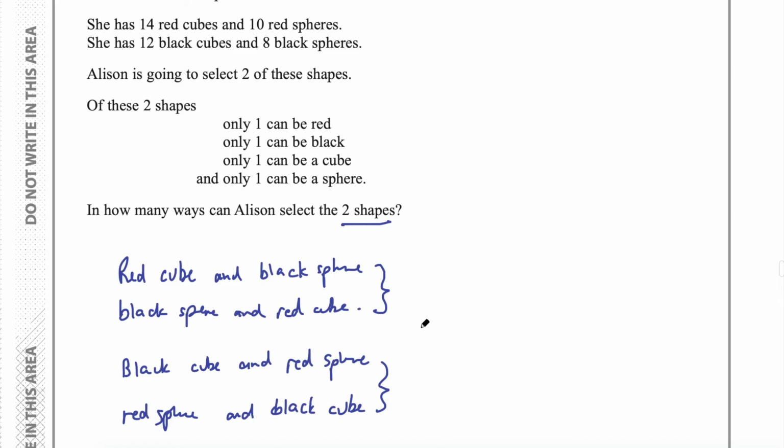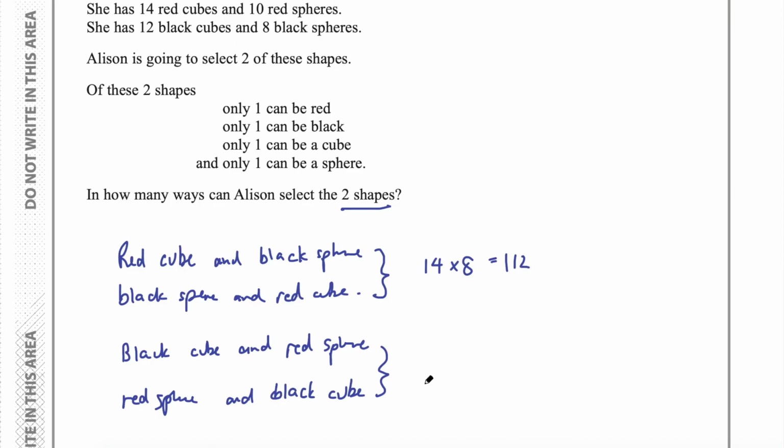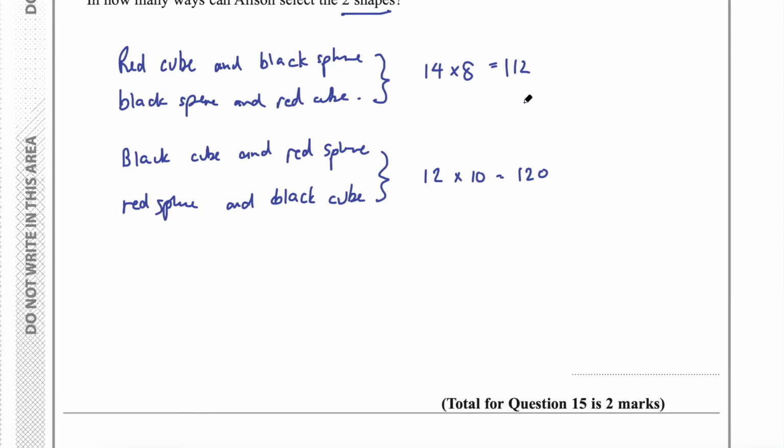Okay, so what's the possibility of getting one of these? So we've got 14 red cubes, and we have how many black spheres? 8 black spheres. So to work out the number of ways of getting either of those, I need to do 14 multiplied by 8. 80 plus 32, that's going to be 112. And then I have 12 black cubes and 10 red spheres. So the number of ways of getting that is going to be 12 times 10, which is 120. So all up, we have total outcomes of 112 plus 120, which gives us a total of 232 outcomes in all. That was question 15 for 2 marks.